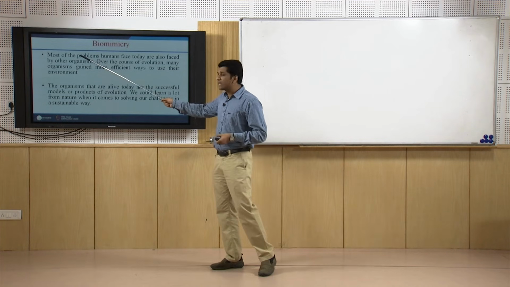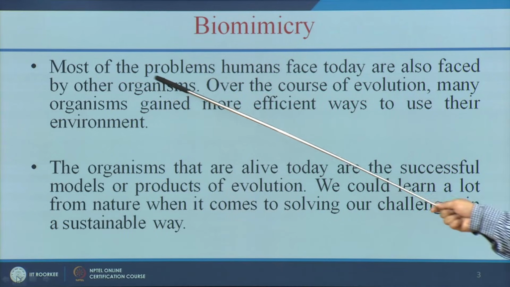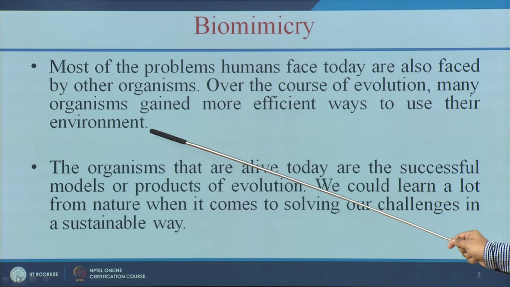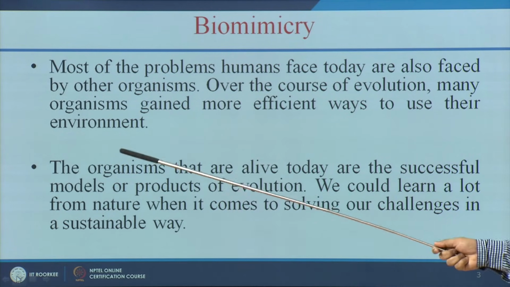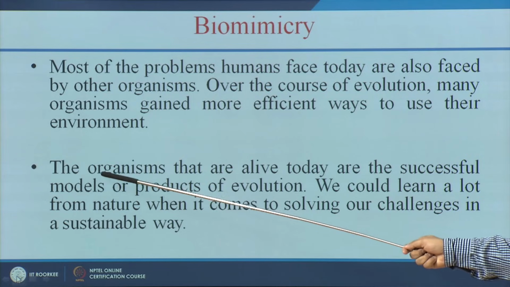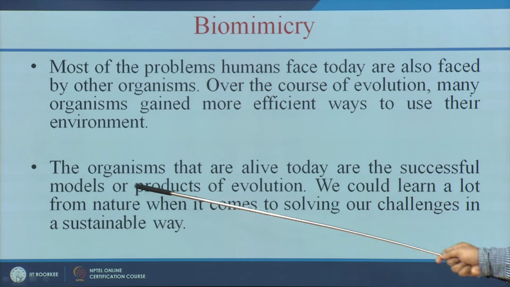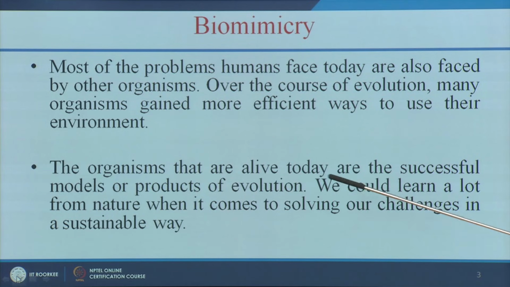So why do we have to select ideas from nature? Because most of the problems humans face today are also faced by other organisms. Over the course of evolution, many organisms gain more efficient ways to use their environment. The organisms that are alive today are the successful models or products of evolution. So we could learn a lot from nature when it comes to solving our challenges in a sustainable way.